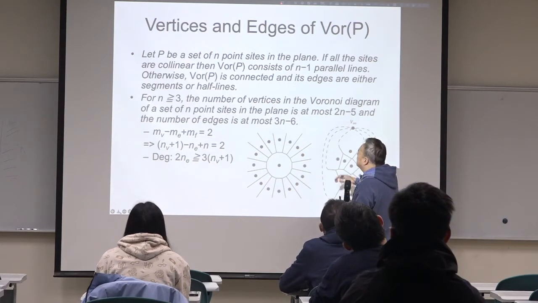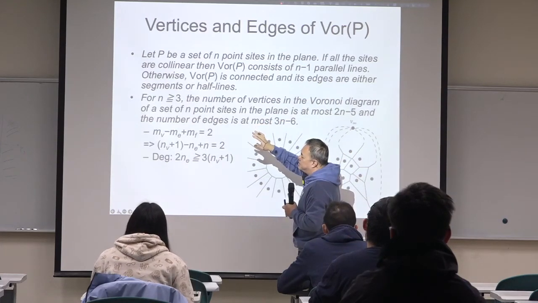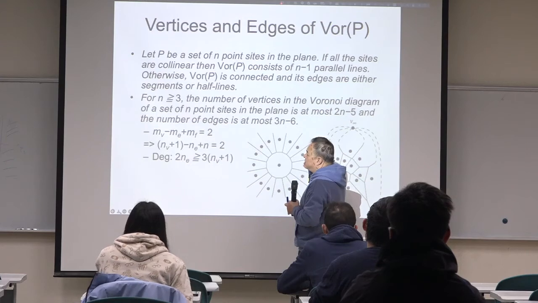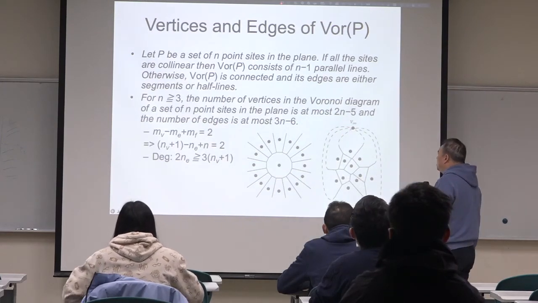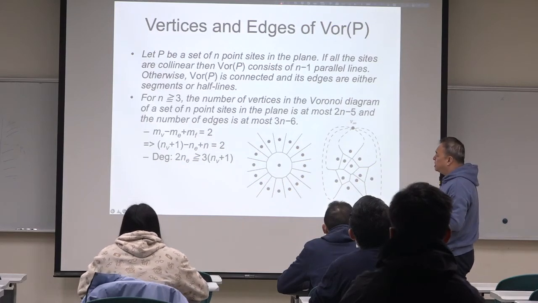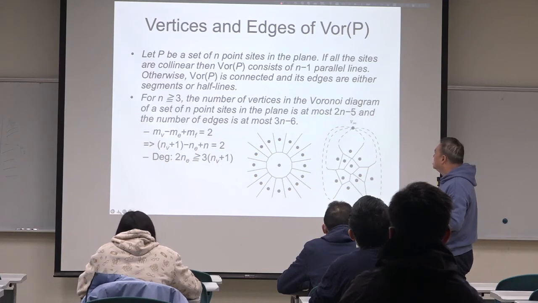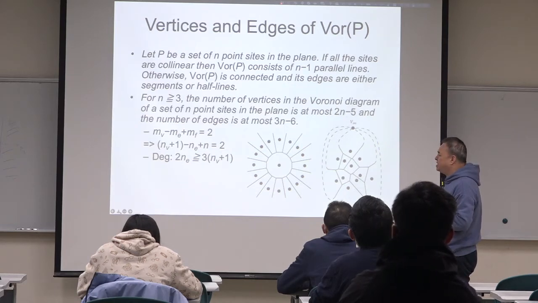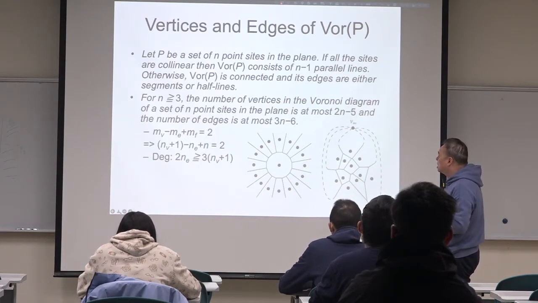So for n, if the number of sites is greater than or equal to 3, we know that the number of vertices in the Voronoi diagram of a set of n point sites in the plane is at most 2n minus 5, and the number of edges will be at most 3n minus 6. Why is that?